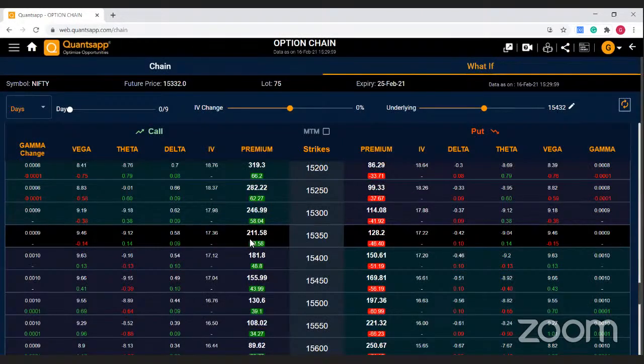And this is explained by delta, that is how much your option premium will increase with an increase in the underlying. And the same goes with the put also. If the underlying prices are going down and you are holding a put option, then you will benefit. But knowing how much it's going to change is explained by the delta of an option.